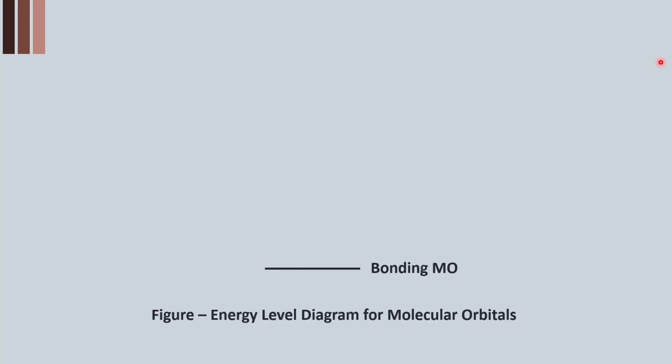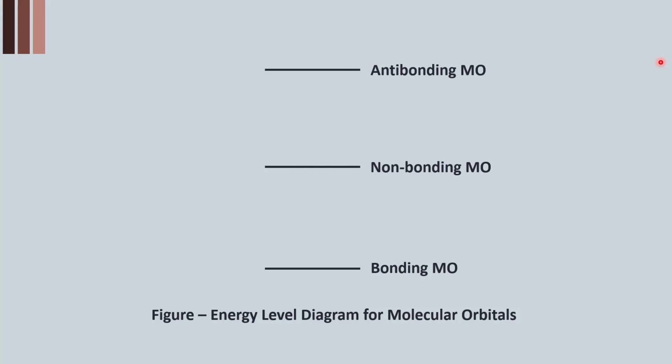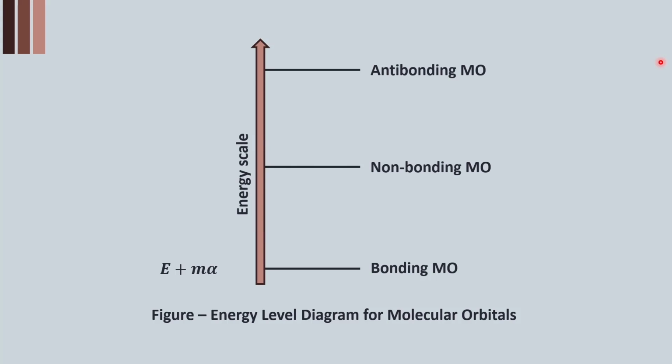So the entire scenario is something like this. In terms of the energy scale of alpha, bonding molecular orbitals have the lowest energy, non-bonding have intermediate energies, and antibonding have the highest energy. That is the energy in terms of alpha plus m beta, in terms of alpha only, and alpha minus m beta. This is the order in which the electrons, according to Hund's rule, would be filled. As you know, in each orbital only 2 electrons can be accommodated. So this is the general case we have discussed so far.